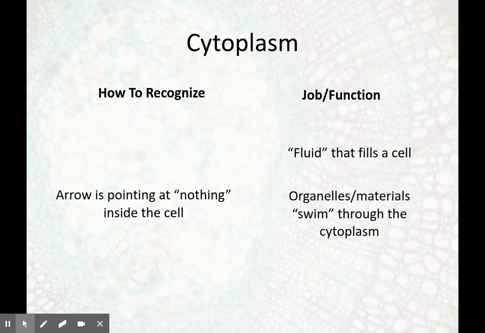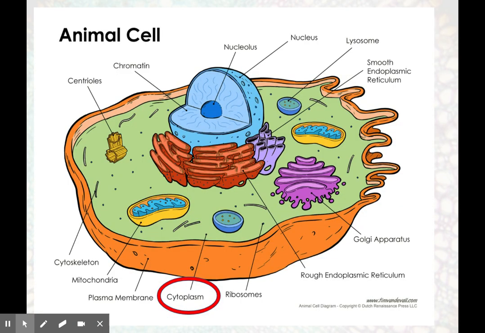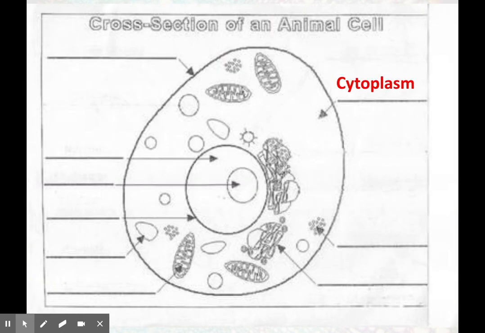Okay, so you recognize it by the arrows pointing at kind of nothing. So here we have, if you look at the bottom of the diagram where I've circled in red the word cytoplasm, and you can see in this diagram, it's pointing to that big empty space in the middle. Okay, it's not pointing to anything. So that's the cytoplasm. It's the jelly-like water that fills the cell.